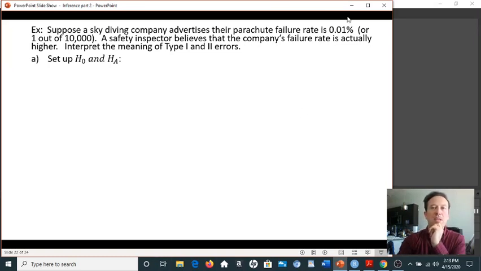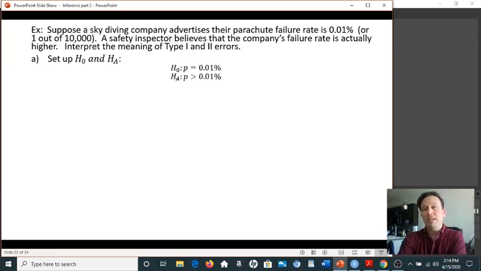First, you have to look at what type of statistic this is. It's a percentage, so we're going to use p as our parameter. For the null hypothesis, we use an equal sign. Always use an equal sign. So we're going to say p equals 0.01%. It's the status quo. It is what it is, right? Now, for the alternative hypothesis, we're going to go with the safety inspector. He believes that it's higher, so we would use a greater than sign: the percentage is actually more than 0.01%.